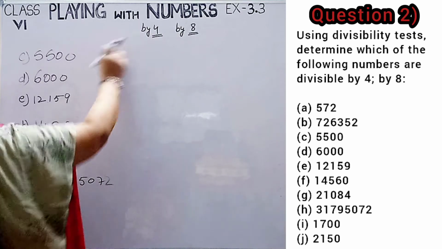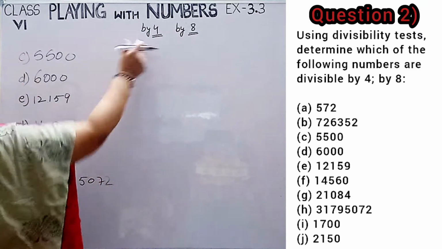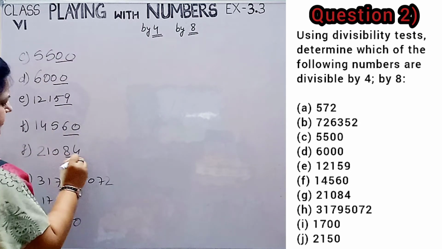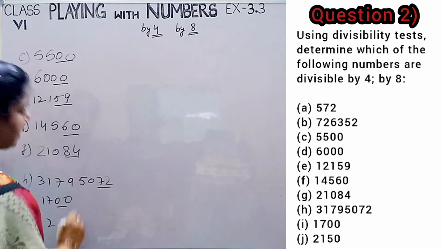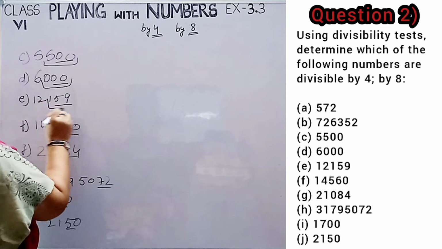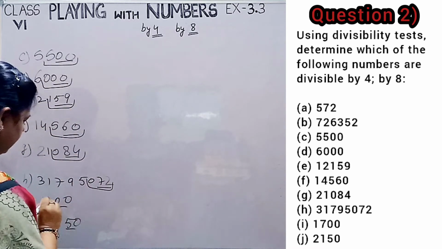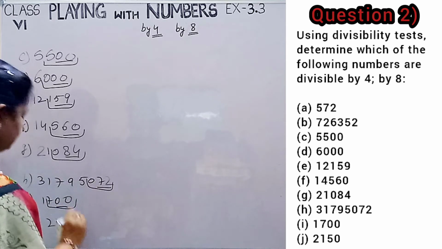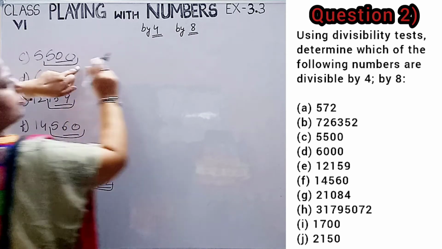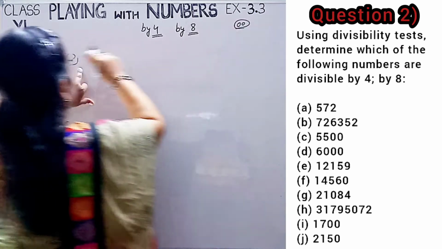So we have to check divisibility rule by 4 and then by 8. So first of all, by 4, we have already learnt that we have to check last two digits of every number. And for by 8, we have to check last 3 digits of every number. So here I am underlining the digits. Now first one is 5500. By 4, we have to check last two digits of the given number.